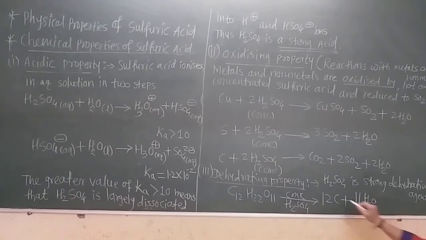Remember that. Why is it called sugar charcoal? Because charcoal means carbon. Only carbon remains after the dehydration of the sugar, so it is called sugar charcoal. And this process is called the charring process. Remember that. What is charring? They may ask in the examination. Then give this reaction. These are the chemical properties.